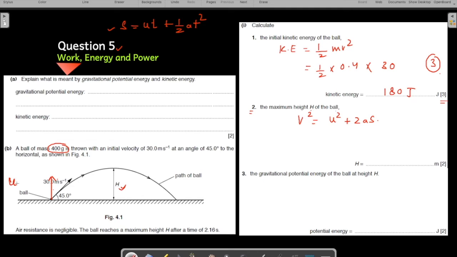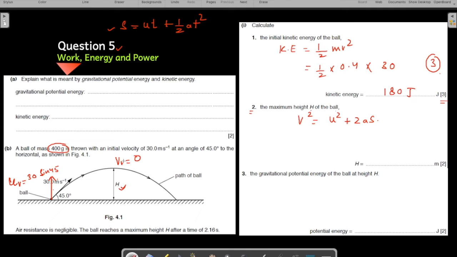Initial vertical component, it is 30 sine 45. What is the final vertical component? 0, because at the topmost point of a trajectory or a projectile motion, the vertical component becomes 0.